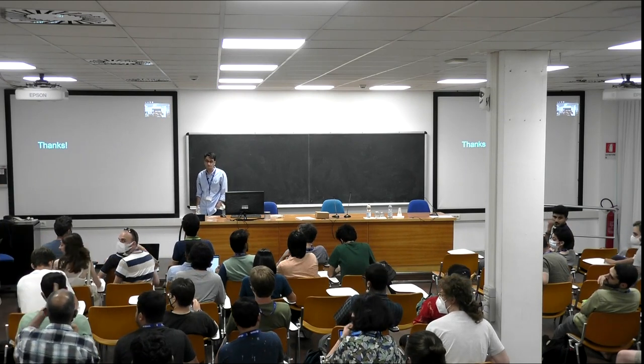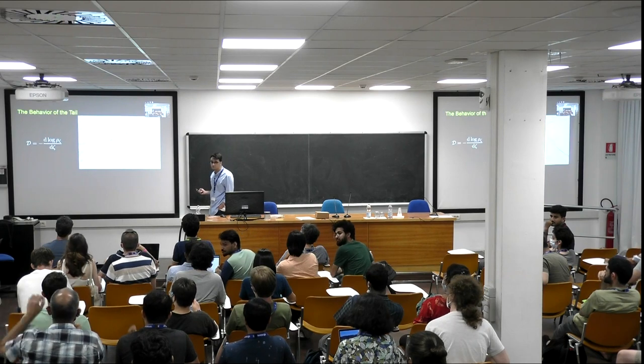Can you go two slides back to the D? I thought the D should be non-zero for a heavy tail distribution. Is that right? No, D should go to zero for a heavy tail distribution. You see, yes. I see.